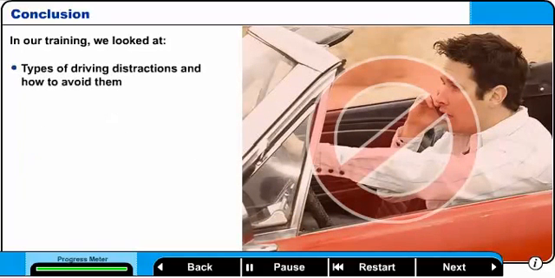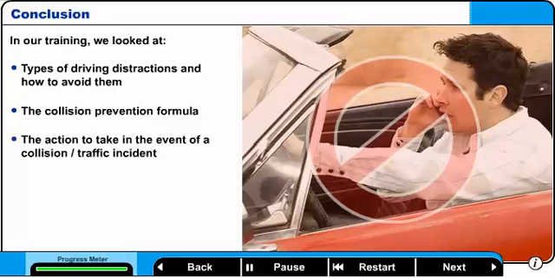We talked about types of driving distractions and how to avoid them, and how to prevent collisions. We also learned about the collision prevention formula and the action to take in the event of a collision or traffic incident. Used consistently, the information you've learned today can increase your driving enjoyment while decreasing your risk of a collision. Always be a safe driver.